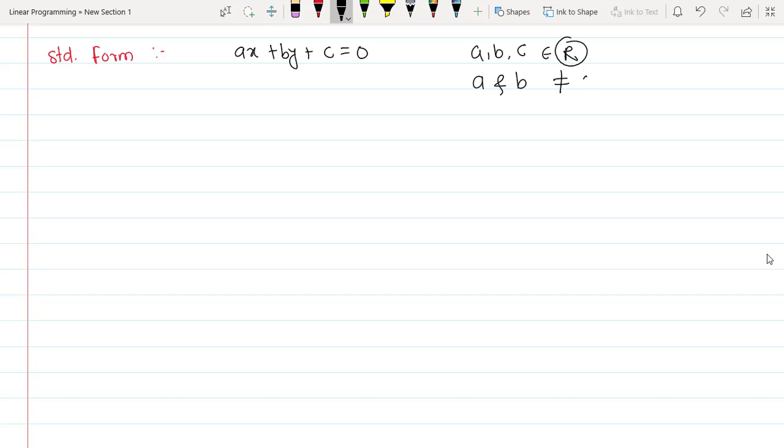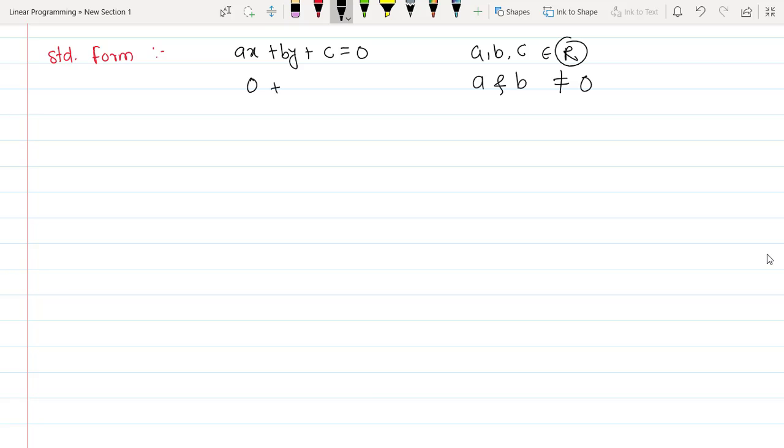Okay, that's great. Now coming to another concept of the linear equation. What is the standard form? Standard form of a linear equation is nothing but ax plus by plus c equals 0, where a, b and c all belong to the real domain. And a and b should not be equal to 0 simultaneously. मतलब दोनों के दोनों 0 नहीं होना चाहिए.